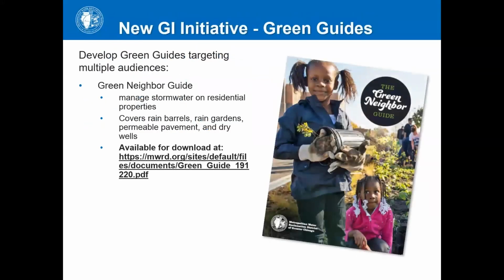One such resource is the Green Neighborhood Guide. This guide is designed for homeowners and provides step-by-step instructions on how to manage stormwater on residential properties using green practices such as rain gardens, permeable pavement, rain barrels, and cisterns. This guide is available at the link here, or you can go to our website at MWRD.org.